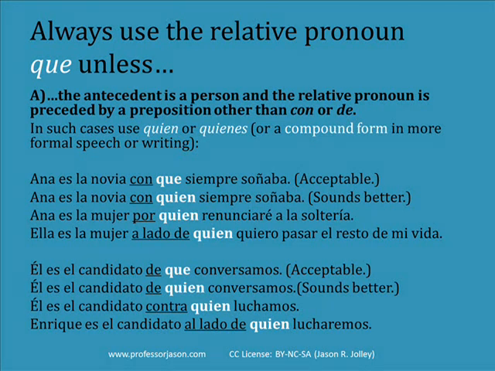In other words, if the relative clause is introduced by a preposition other than con or de, and it's a person, use quien or quienes. Or you can use a compound form such as el cual or el que, los cuales, etc. in more formal speech or writing. Some examples. We could say, "Ana es la novia con que siempre soñaba." That's acceptable. Why is that?